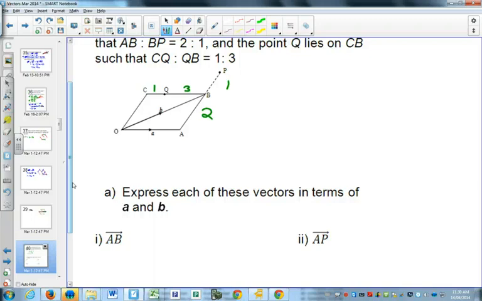A to B. So how would I get from A to B? Suggestions? Negative A, and then plus B.